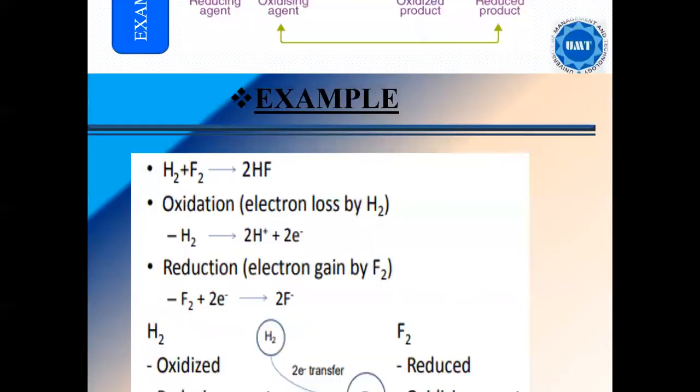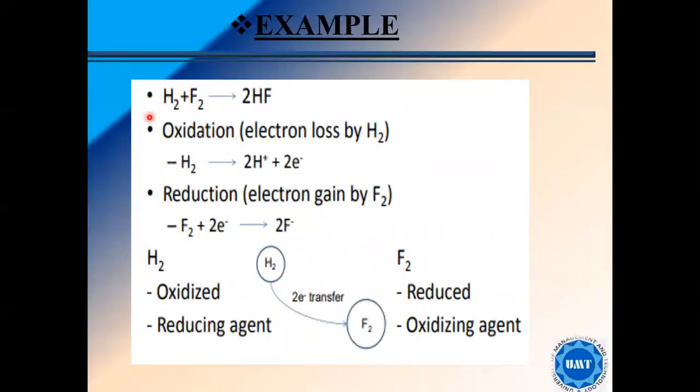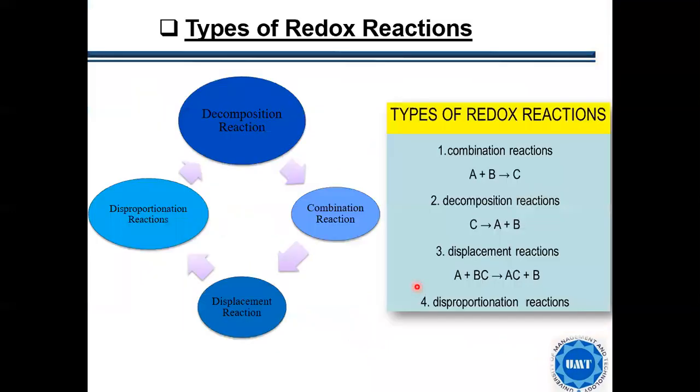Another example of a redox reaction is hydrogen and fluorine. This is hydrogen fluoride, and oxidation occurs at hydrogen because hydrogen loses electrons and these electrons are gained by the fluorine. Thus reduction occurs at fluorine. So hydrogen acts as a reducing agent because it is being oxidized, and fluorine acts as an oxidizing agent because it is being reduced. So there are four types of redox reaction.